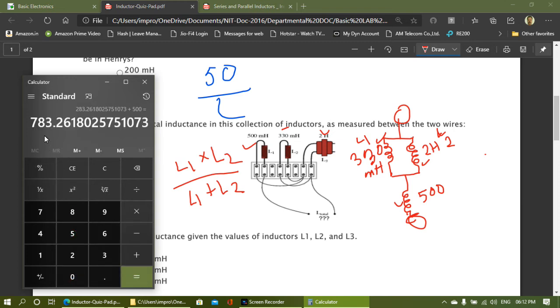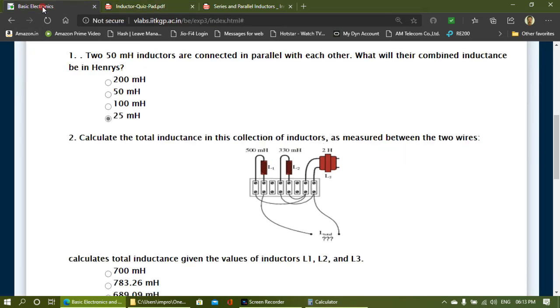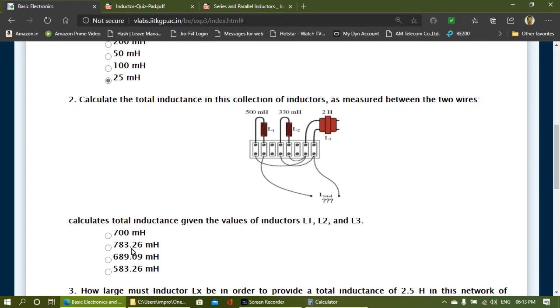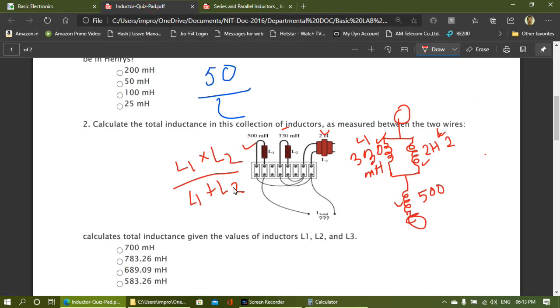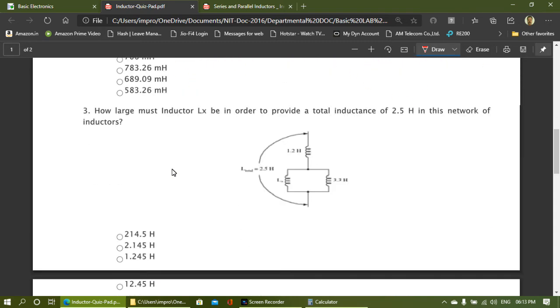We will get 783.26 millihenry. Okay, here we have this option. So go to our live site, select this option. Now again come to our scratchpad area where we can write something.